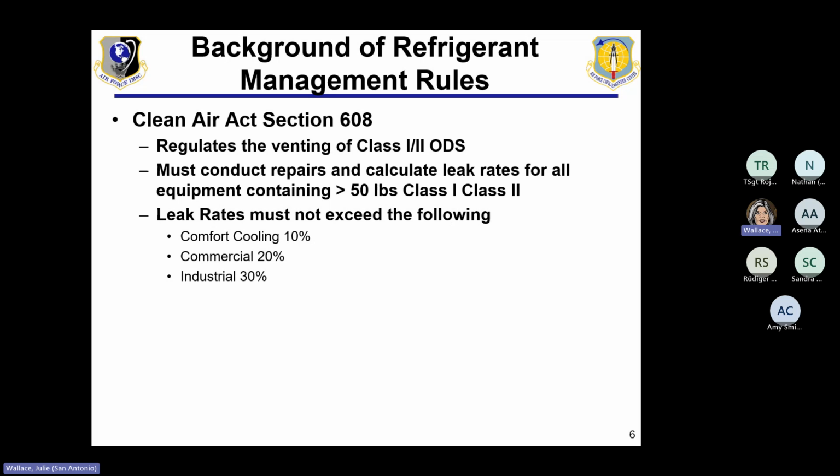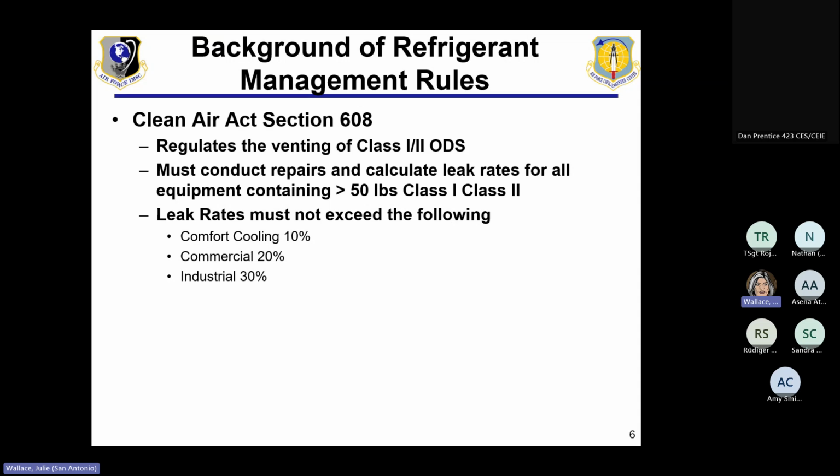So the Clean Air Act, Section 608, is good for you to understand because, like I said, it's incorporated in. It focuses on regulating the venting of Class 1 and 2 ODS. It makes sure that you conduct repairs and calculate leak rates for all equipment containing more than 50 pounds of Class 1 or 2 ODCs. And leak rates must not exceed these thresholds for the following equipment types. So, for example, comfort cooling can't be more than 10%, commercial 20%, and industrial 30%.